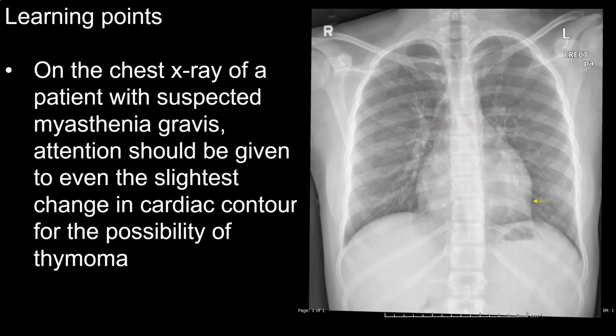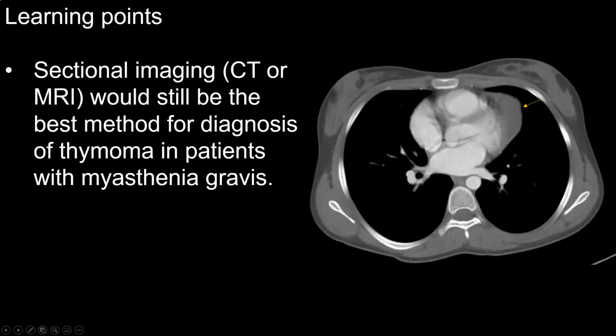On the chest X-ray of a patient with suspected myasthenia gravis, attention should be given to even the slightest change in cardiac contour for the possibility of thymoma. Sectional imaging, CT or MRI, would still be the best method for the diagnosis of thymoma in patients with myasthenia gravis.